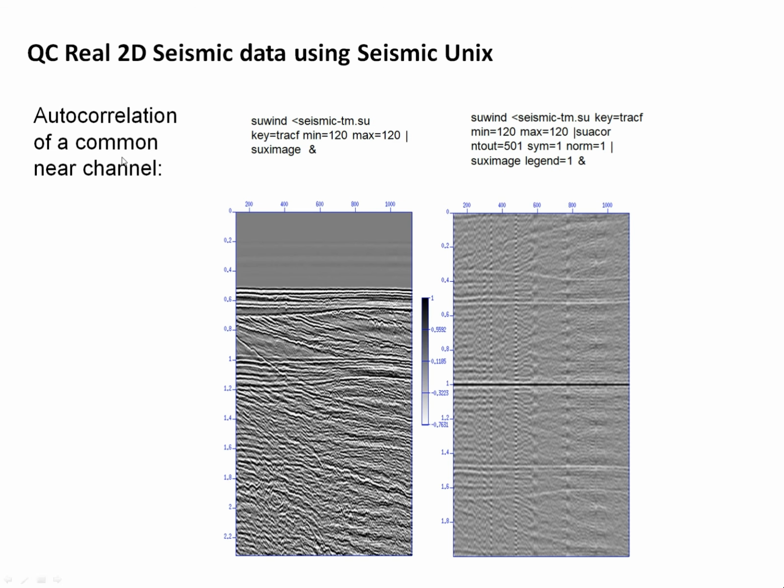Okay, so you can also perform autocorrelation. This is a common near channel display, and when you do the autocorrelation, this is the autocorrelation display. It actually displays both the negative and the positive side. We normally don't display the negative side, so we just display the positive side.